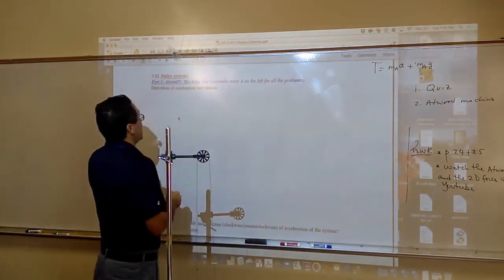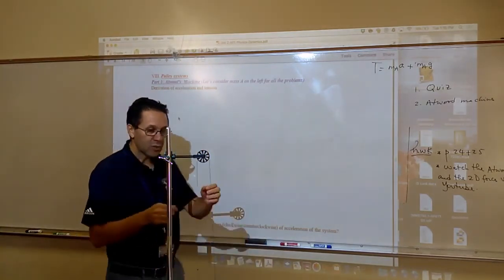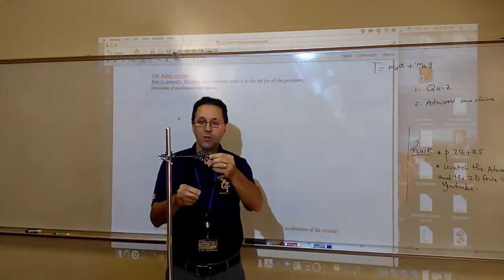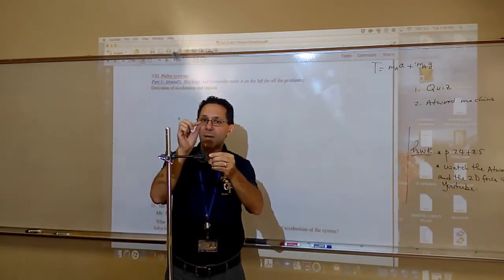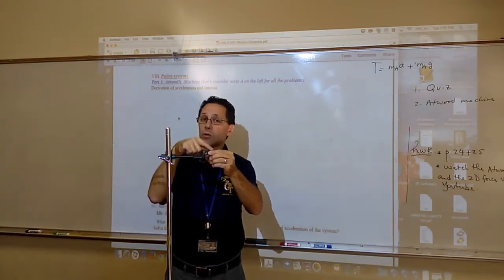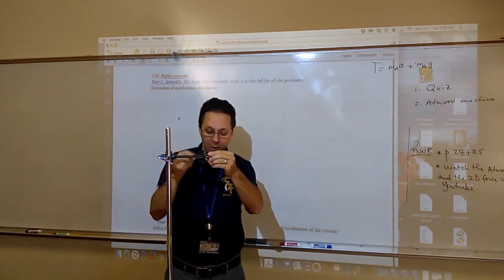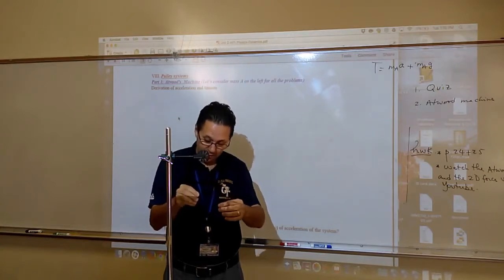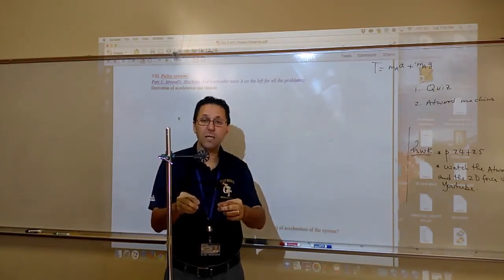Now, we're going to talk a little bit about the Atwood machine. An Atwood machine is a setup like this. So you have a pulley that we consider massless, meaning the mass is negligible. And later when we do rotation, we'll consider the mass of the pulley. And you're going to have two weights, two masses, hanging on each side.